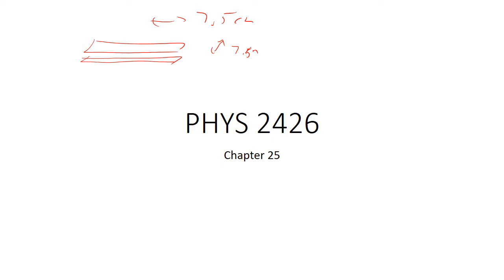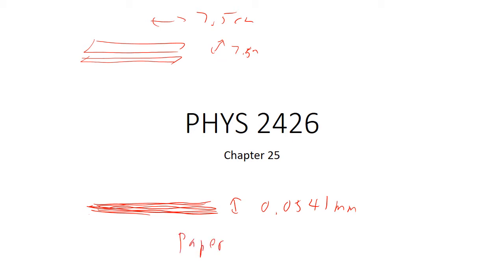It's not going to be much capacitance, because if you put them close together, they'll short out, and that's not very big. But if instead I take my metal plate and put a very thin dielectric in between, that will act like an insulator. I'm going to assume I'm able to use a dielectric that is only 0.0541 millimeters thick, and I'm going to use paper as a dielectric. So I get a very, very thin piece of paper.